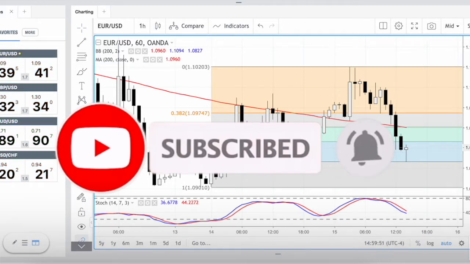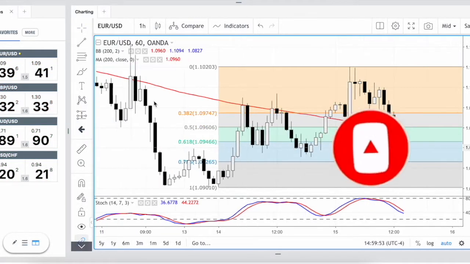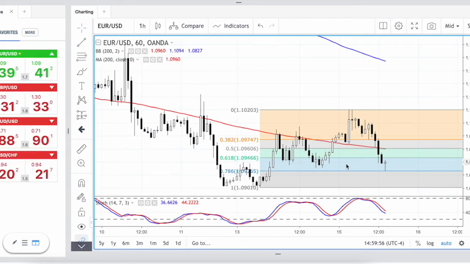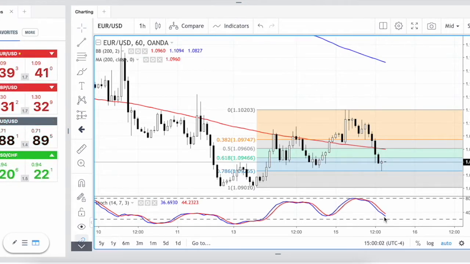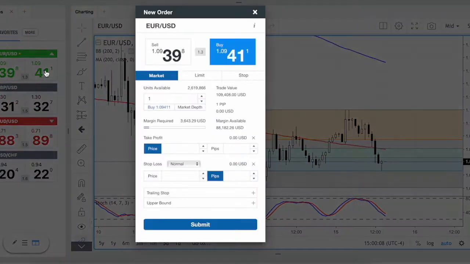So right now we've got the euro on the screen and we've reached this 78.6% Fibonacci and bounced off it, forming a reversal candle. The stochastic is not quite oversold, but it's getting close. Now we've just had the hour roller. Before I carry on speaking again, I'm going to enter a trade.